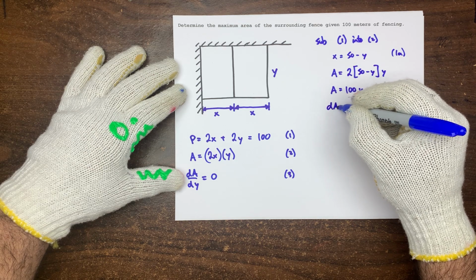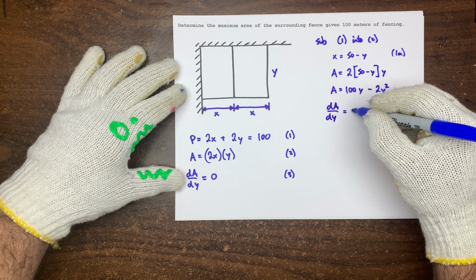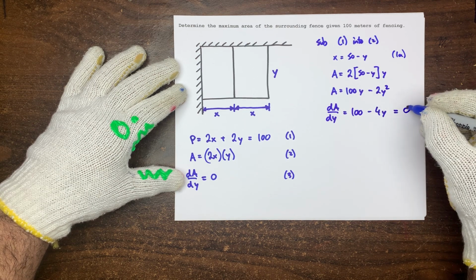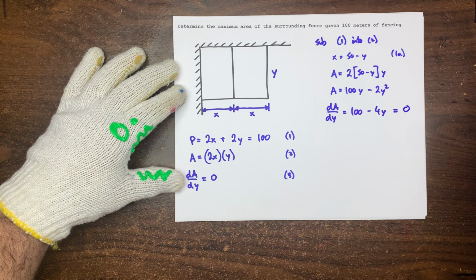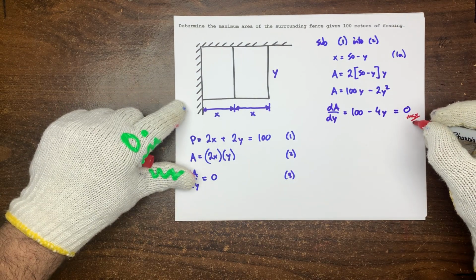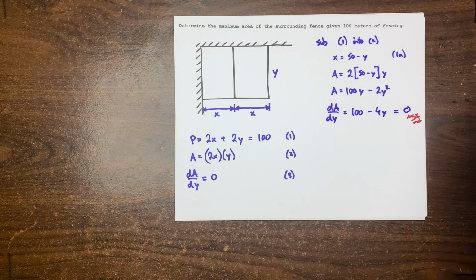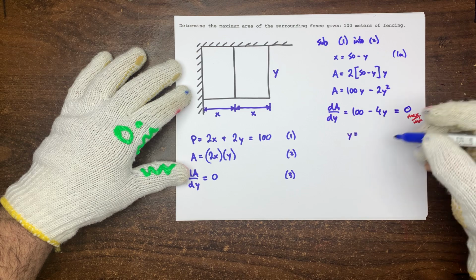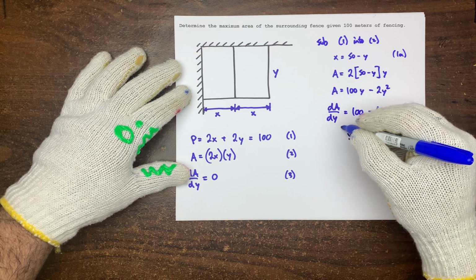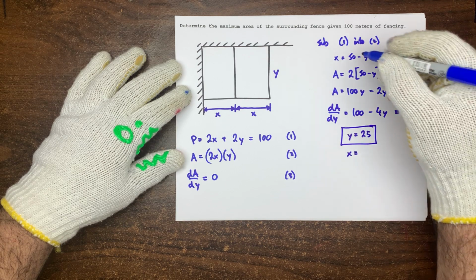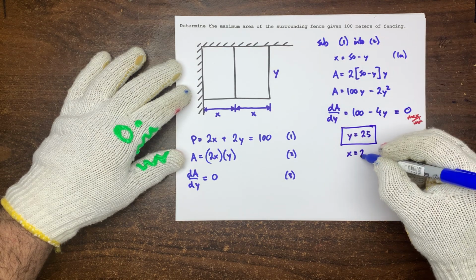So now we're going to take dA by dy, and that's going to be equal to 100 minus 4y. And we're going to set that equal to 0, and that becomes a max-min problem. Okay, that makes it the max-min problem. And now we're just going to solve for y. So y is equal to, bring that over, divide it by 4, it's going to be 25. Therefore, x is going to be equal to, right here, 25 as well.